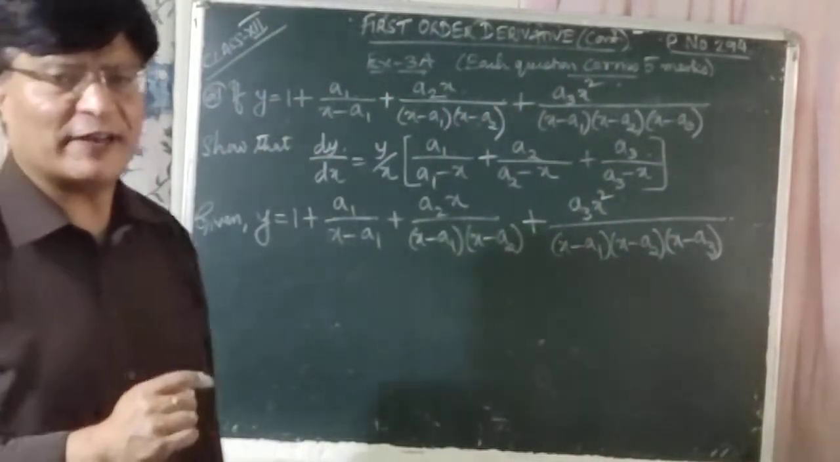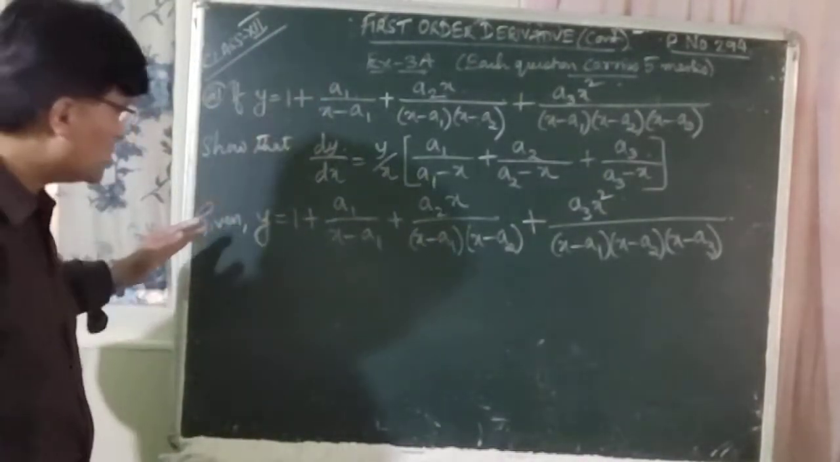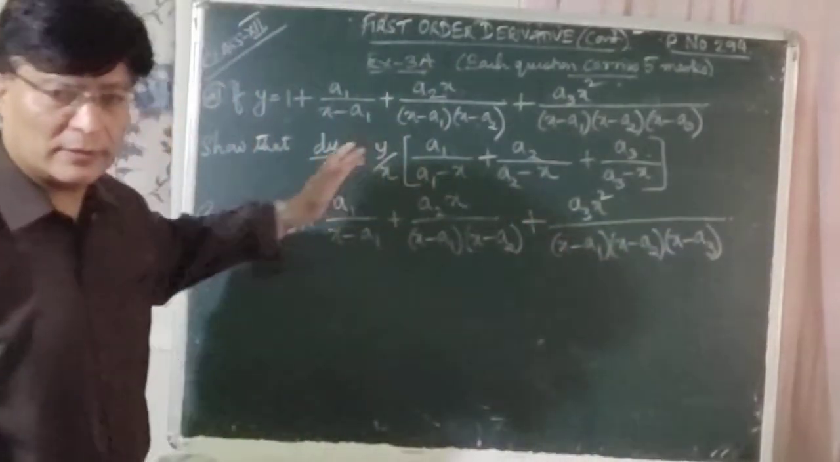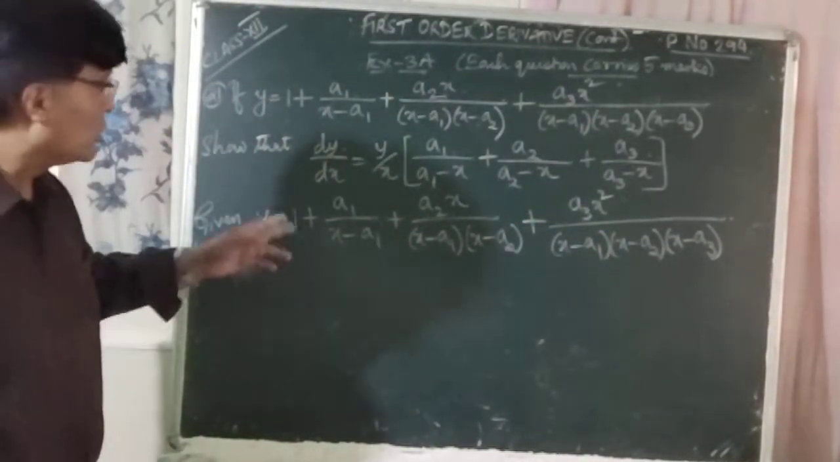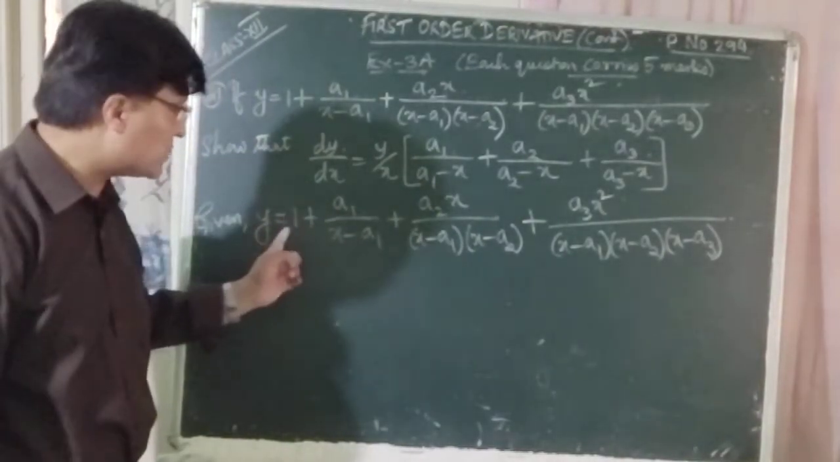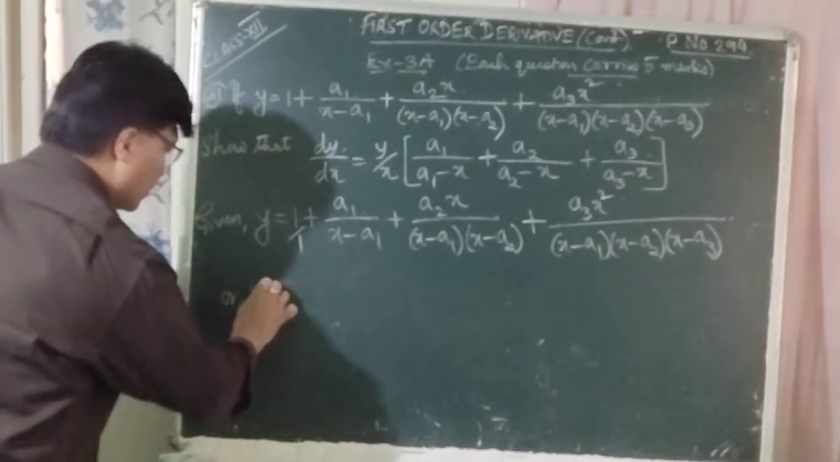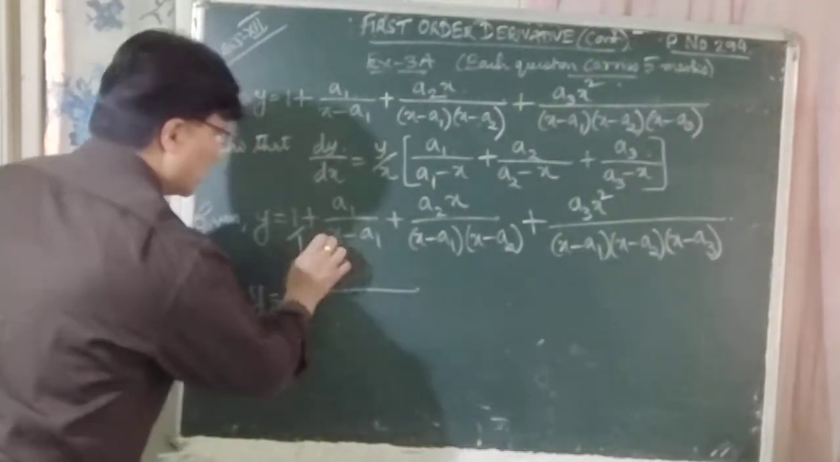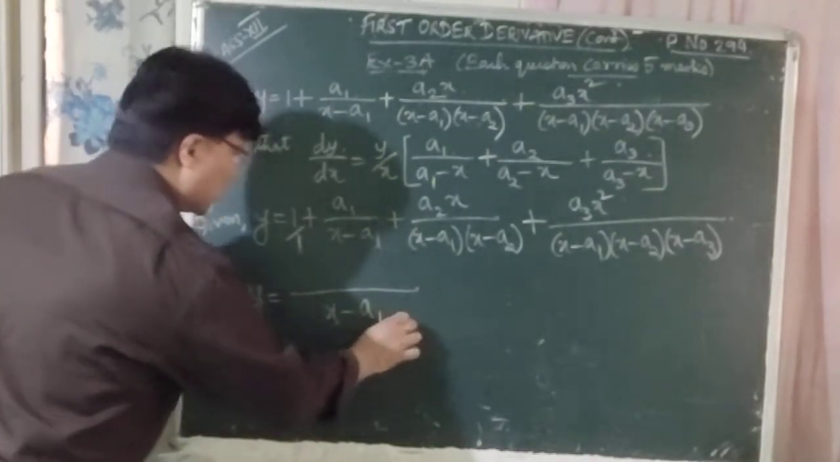So now we have to simplify it first. In this case, don't simplify all the terms together, right? It will be difficult for you to simplify it. So let us simplify the first and the second term only. Let us take the LCM for the first and the second term. Below 1 there is 1, right? So y is equal to, what's the LCM? x minus a1 is the LCM.